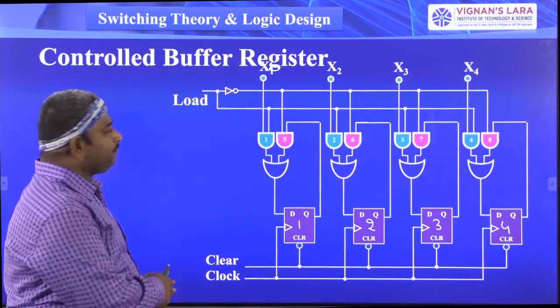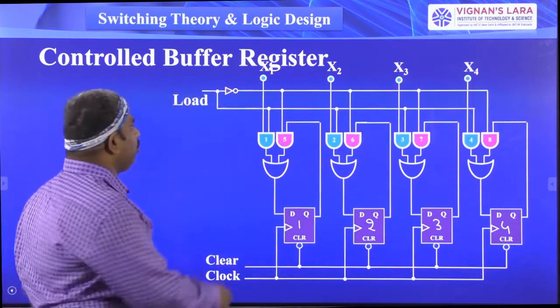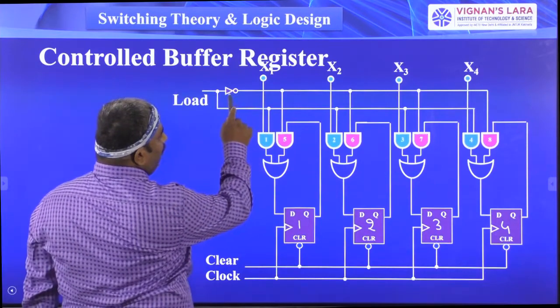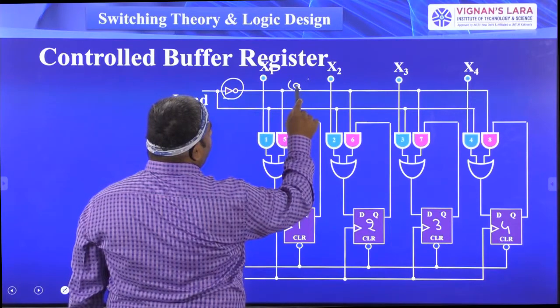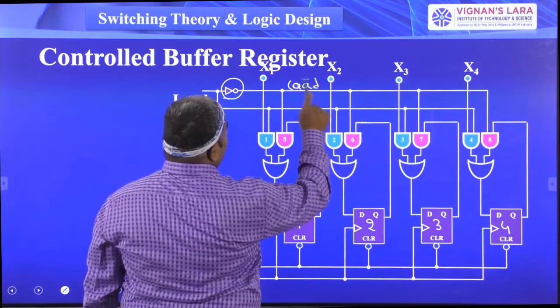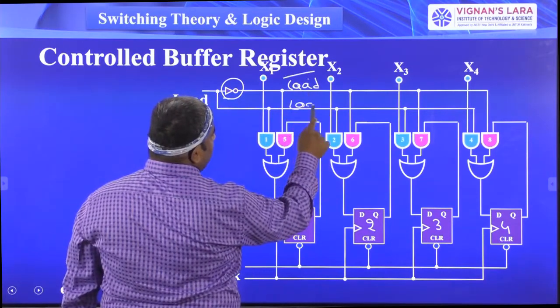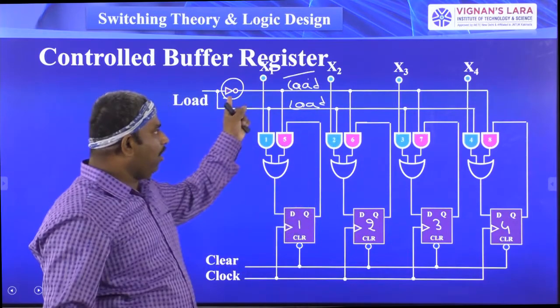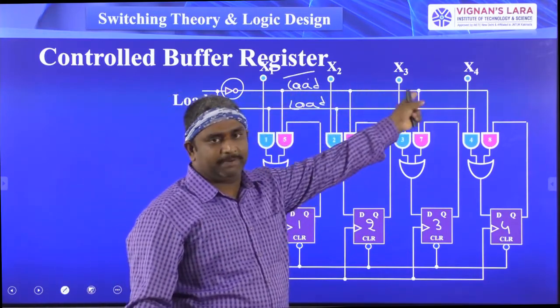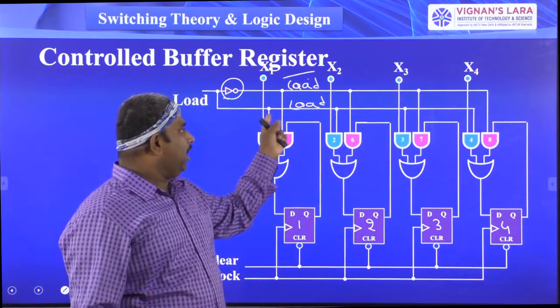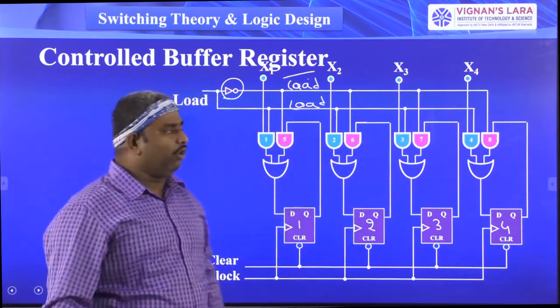Now coming to here, the load signal. Here we have the load signal. When you have used a NOT gate here, you have load bar. This is the load bar signal, and this is the load signal. Here you have two horizontal lines. One is representing load bar; the upper one is representing the load bar. The lower one is representing the load signal.